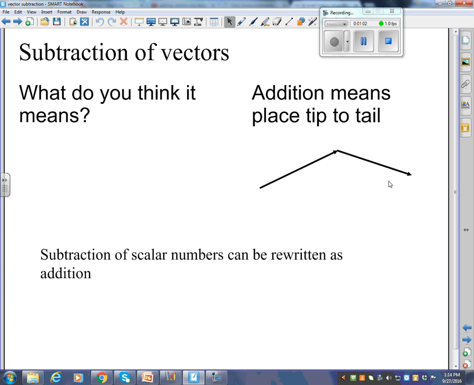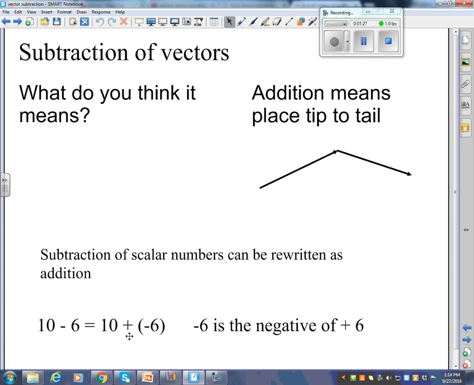Okay, well, what we're going to do is look at it from the standpoint of regular subtraction of numbers. Subtraction of scalar numbers can be written as addition, right? You were probably shown this at one time. For example, I might say 10 minus 6 is the same as what? 10 plus minus 6, right?